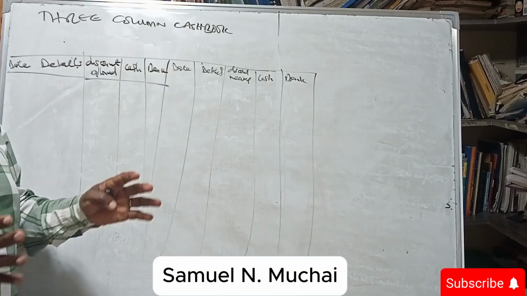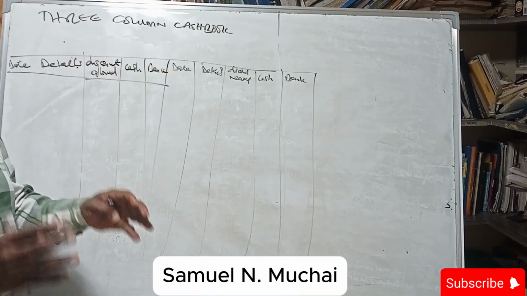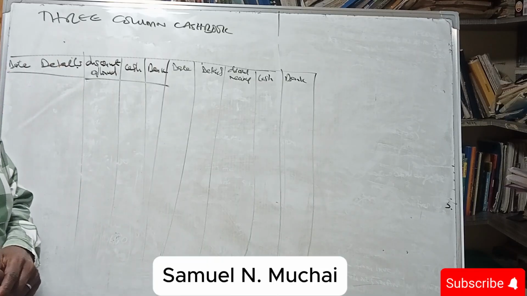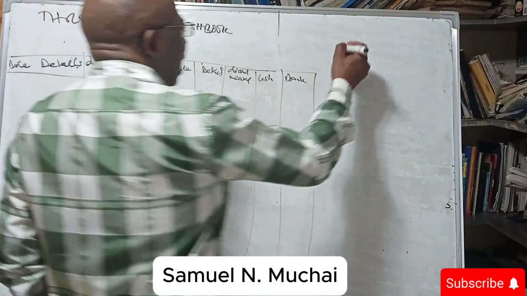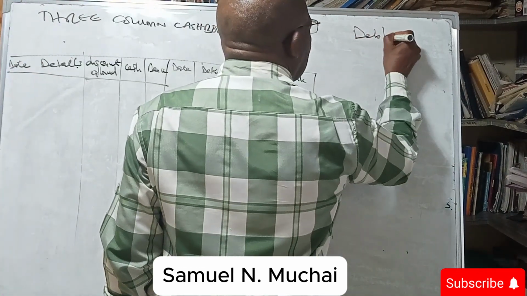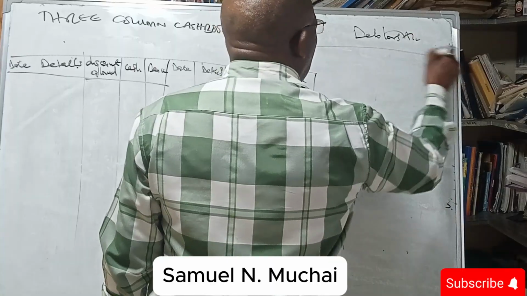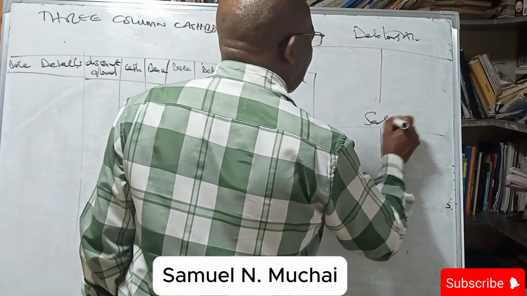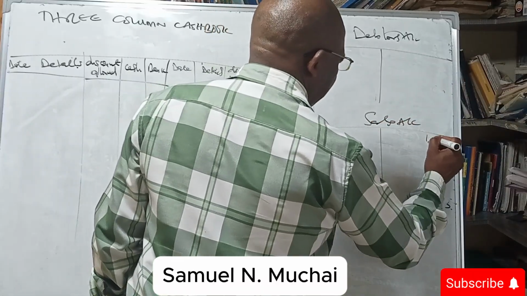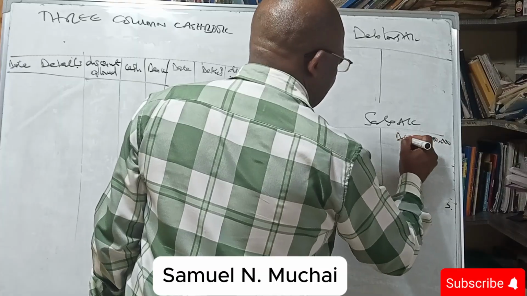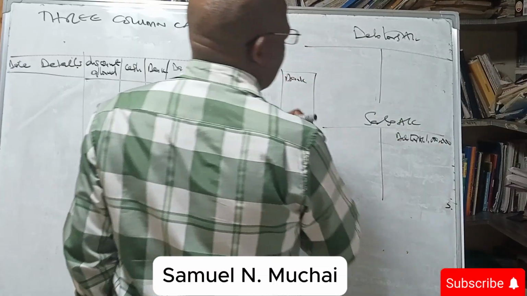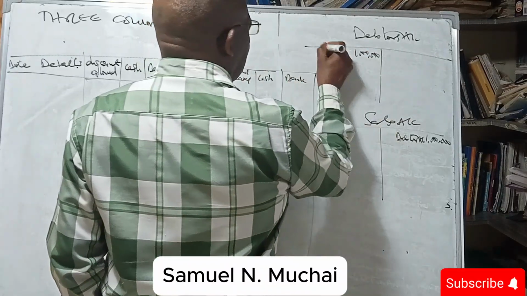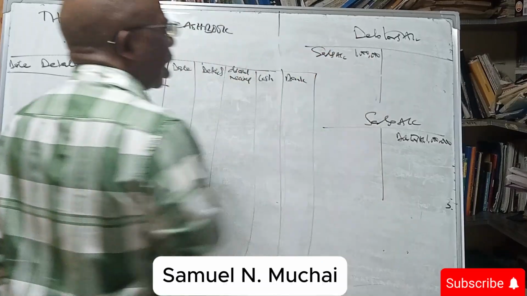If we tell our customers, I've sold you goods worth 1,000,000 shillings, but if you pay before the end of one month, I'll give you 10% discount. When we are selling, we create the debtors account and we credit the sales account with 1 million. The corresponding account is debtors with 1 million, and here we say sales account.